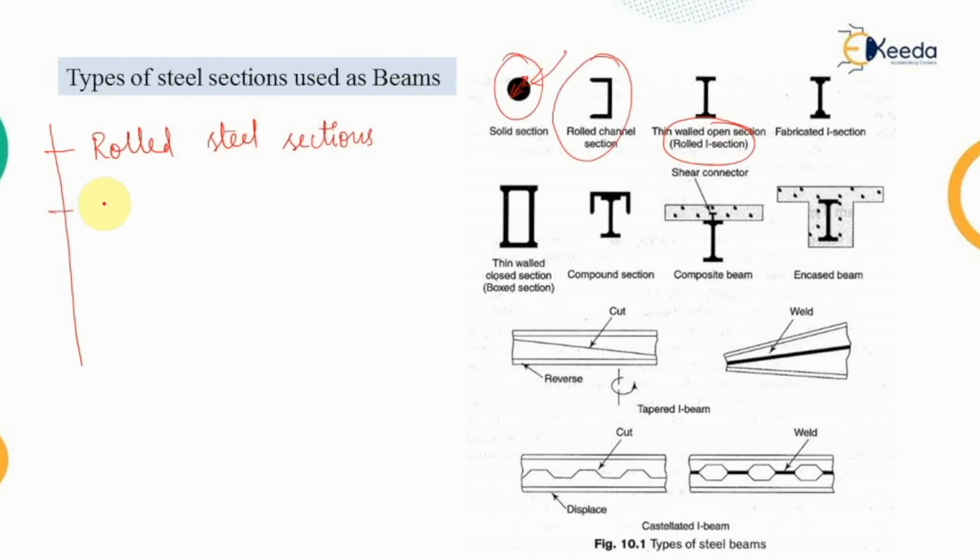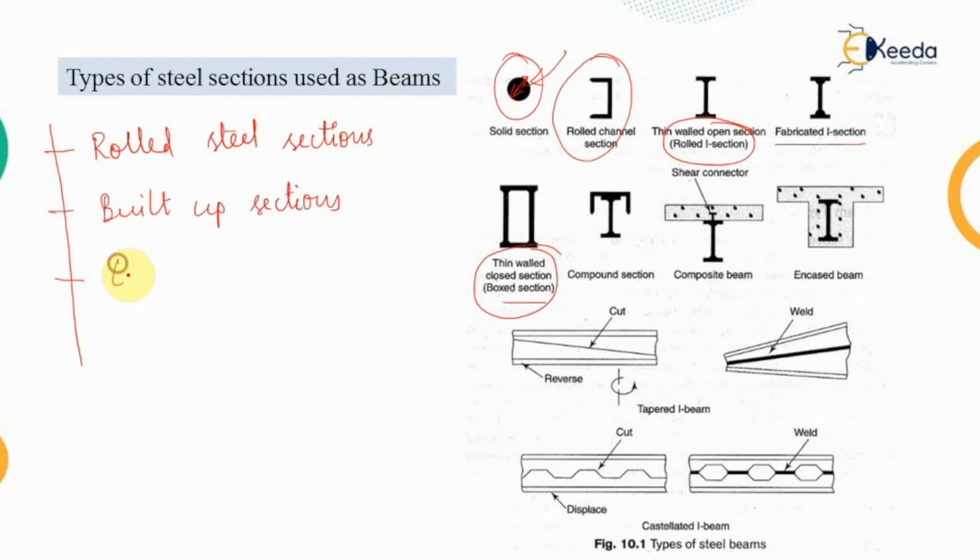Then the next type of section which can be used after rolled steel sections is known as the built-up section. As the name says itself, whenever we are not able to achieve the required strength or required criteria with the help of these rolled steel sections, in those cases we construct the steel section ourselves with the help of plate members. So the thin walled closed section, which is also known as the box section, or the fabricated I section, these fall under the category of built-up sections so as to achieve the required criteria.